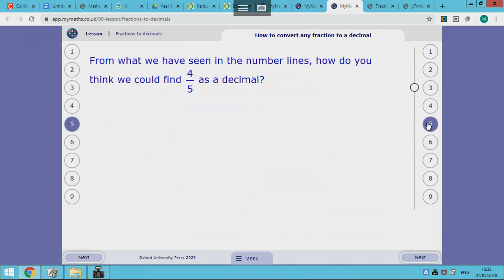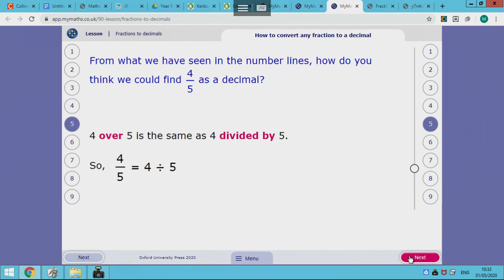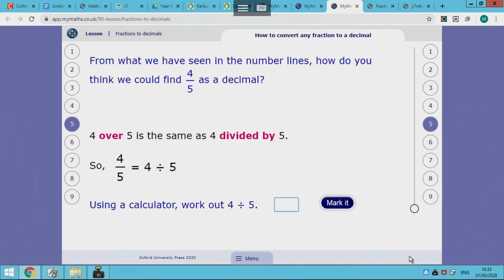So this is really important. How do you think we could find 4/5 as a decimal if we didn't know it off by heart? Well, you see that divide line between the 4 and the 5? That fraction line means divide. So 4/5 means the same as 4 divided by 5. So you could get your calculator, type in 4 divided by 5. I'm doing it now, you can probably hear me. And you get 4/5 on your calculator. But if you pressed SD, you'd come up with 0.8.